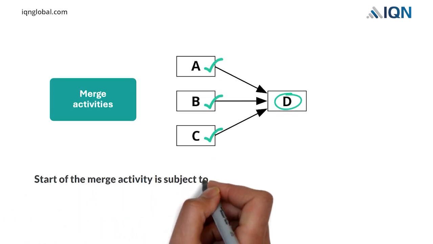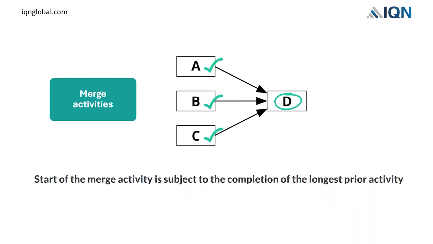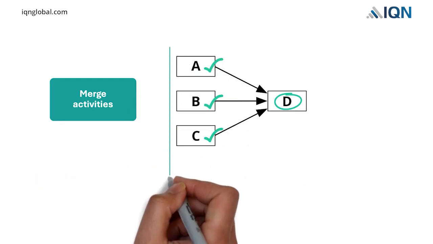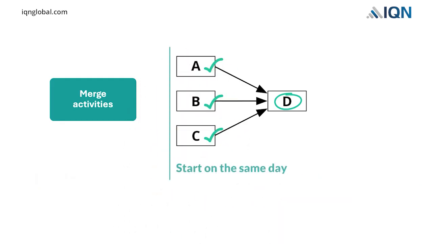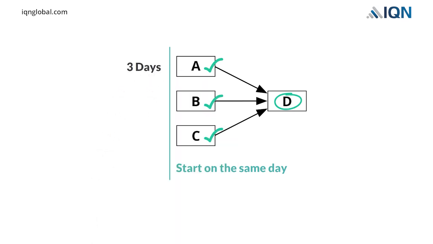The start of the merge activity is subject to the completion of the longest prior activity. For example, activities A, B, and C start on the same day. Activity A has a duration of 3 days, activity B's duration is 5 days, and activity C's duration is 7 days. The earliest day activity D can start is on day 7.